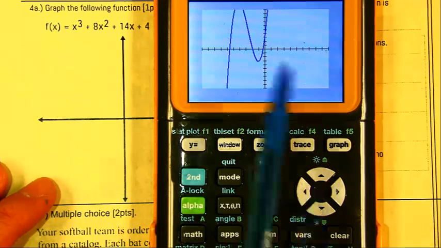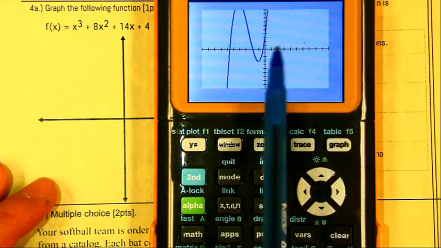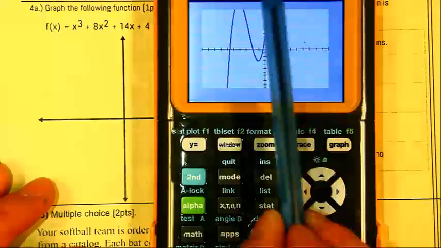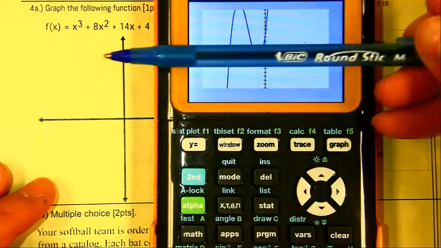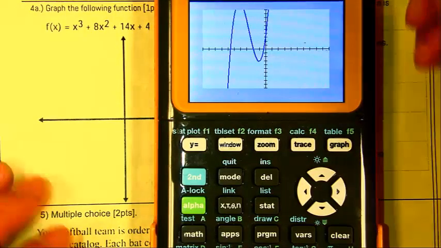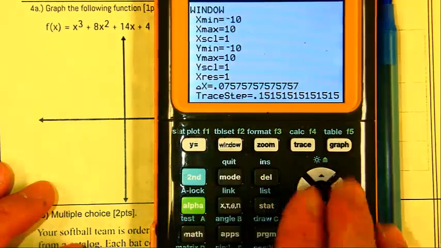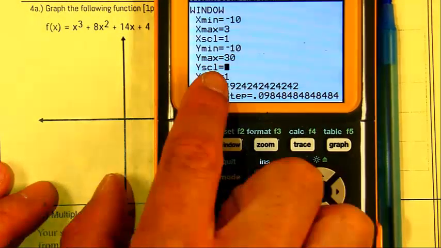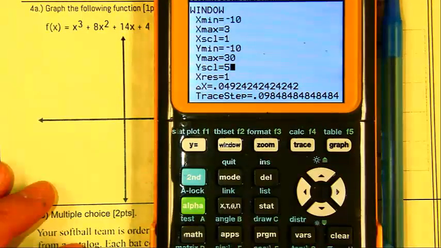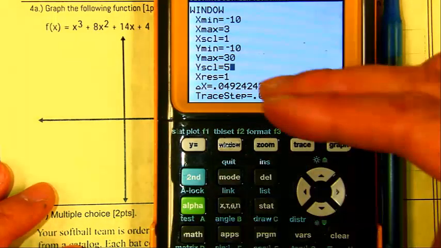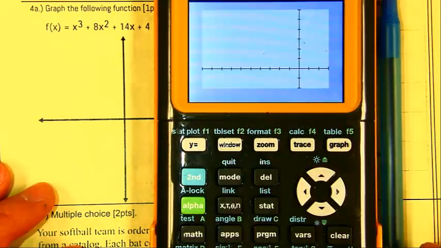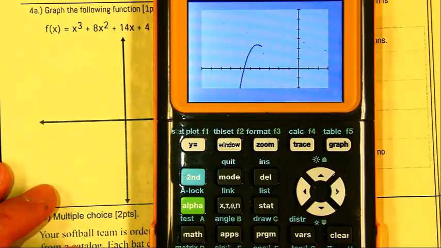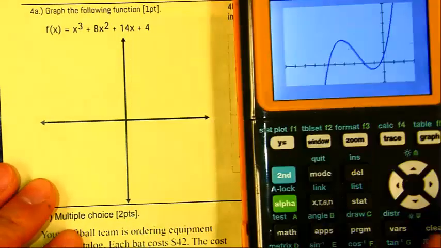Okay, so I have too much here on the positive x value, so I'm going to change my x max to maybe 3. I need to make my y values higher, so I'm going to guess maybe 30. So go to Window, x max we set 3, y max we set 30, and then y scale is just how many times the tick mark is counting, so I'm going to count by 5s. And then don't press zoom 6. Zoom 6 puts it back at negative 10, 10, negative 10, 10, so I'm just going to press graph. There's a nice looking graph. I'm going to go ahead and sketch that, but leave your calculator there.